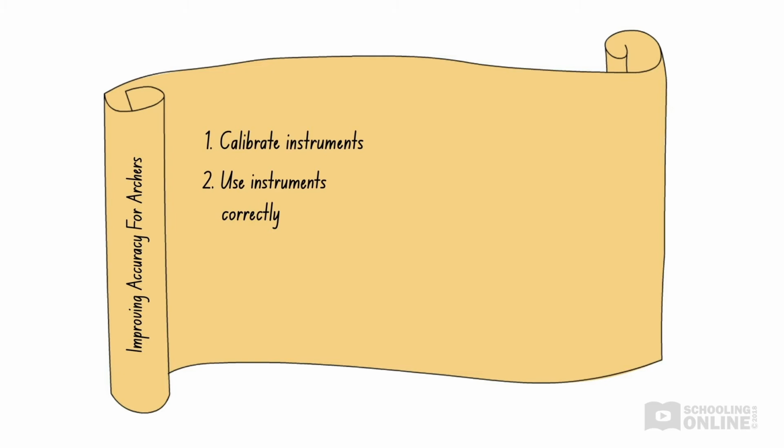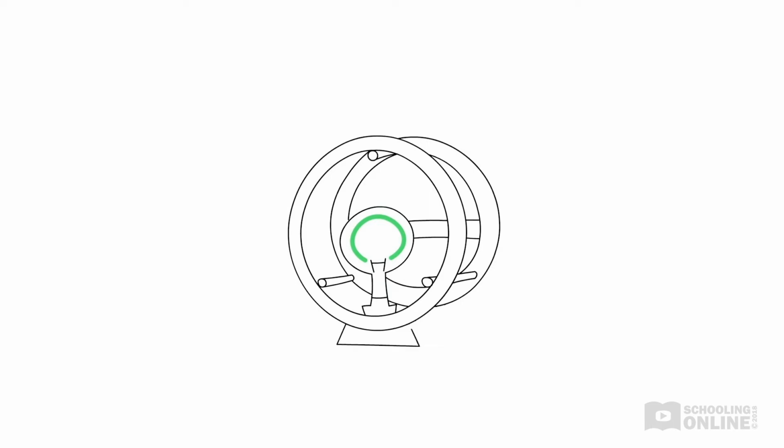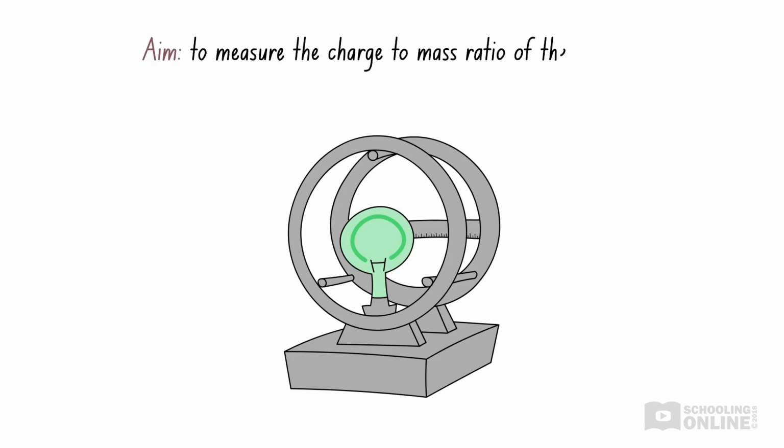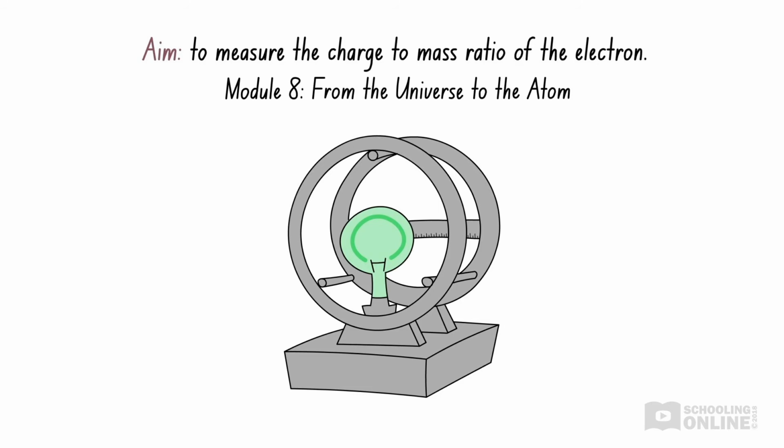Another way to reduce systematic error is to ensure that we are using and reading our instrument correctly. An example of this is parallax error, which occurs when we read an instrument from an incorrect angle. Let's consider Thomson's experiment to measure the charge to mass ratio of an electron. In this case, a cathode ray, or beam of electrons, is travelling in a circle inside a glass tube.